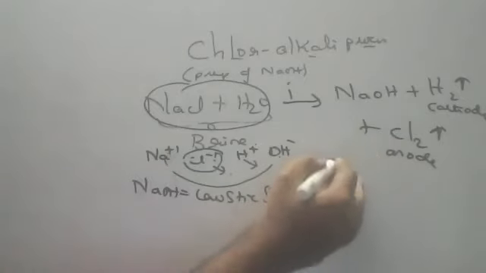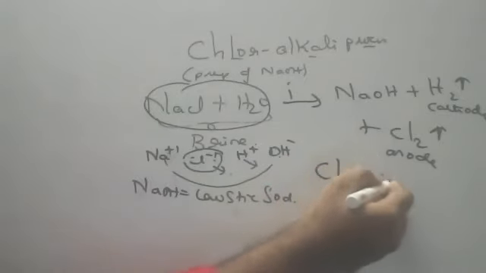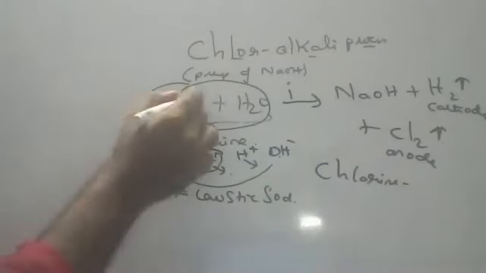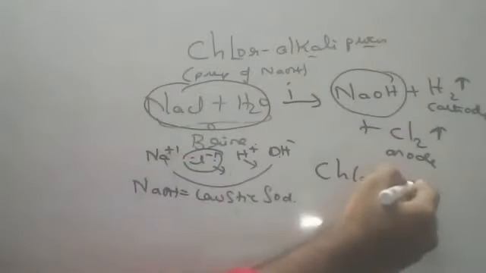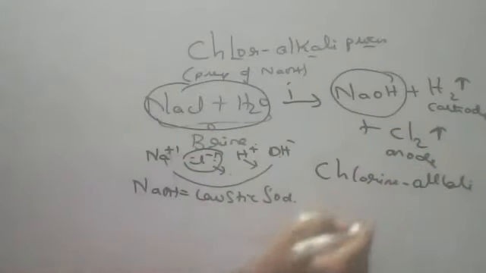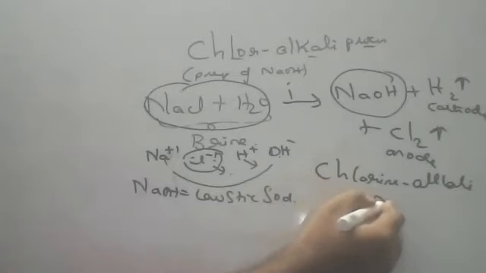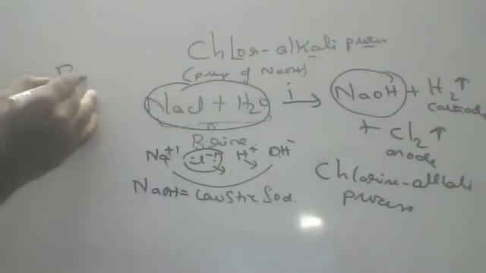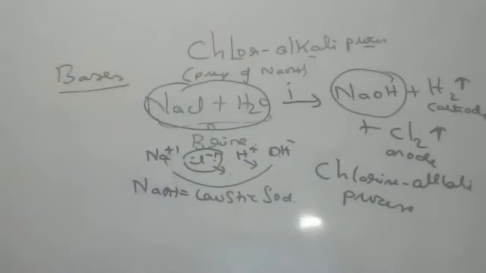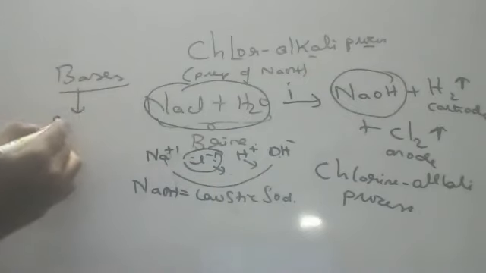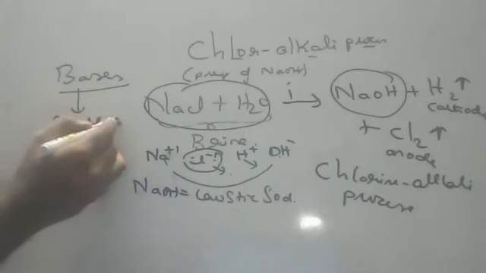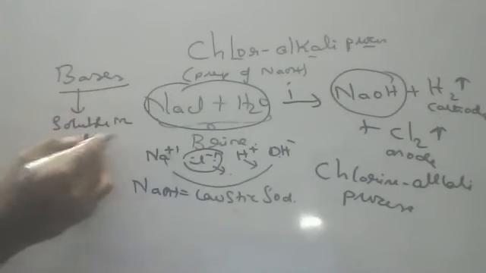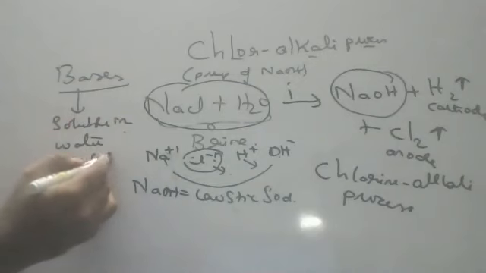Since you got chlorine and NaOH is an alkali, this is called the chlor-alkali process. Then you will ask, what is an alkali? An alkali is nothing but a base. Then why give the other name alkali? Because bases which are soluble in water are called alkalis.